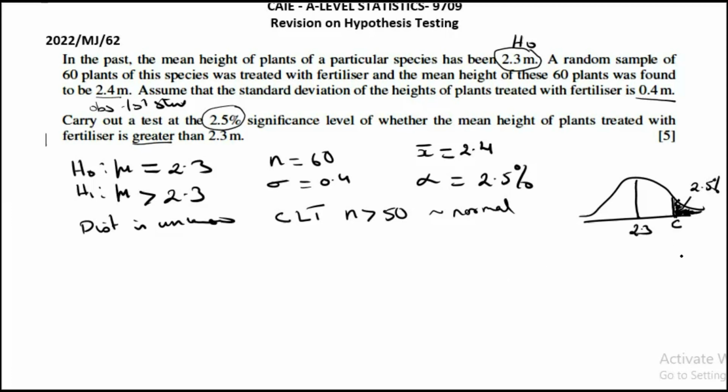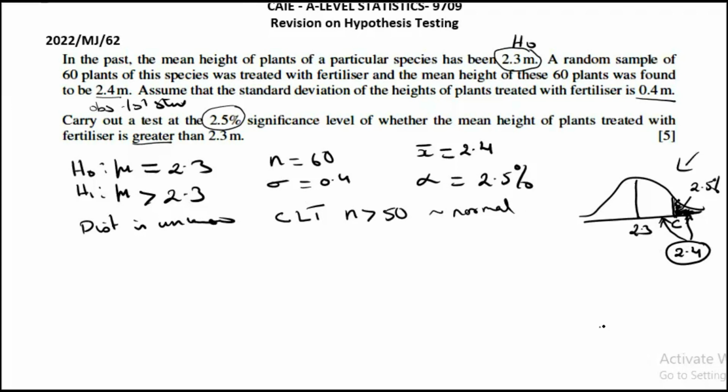Now the observed value, 2.4, is what we are trying to locate. If this is in this region, which we call the rejection region, then we say that H naught is rejected. If it falls in this region, we can say that H naught is accepted because it falls in the acceptance region. So this is what we are trying to check.